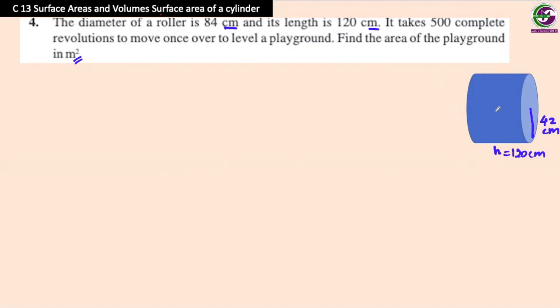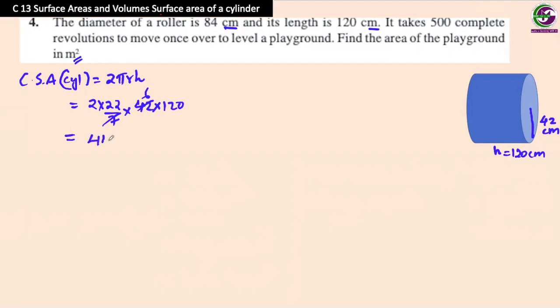Because when you understand what is a roller, the circular part is never touching the ground. So curved surface area of the cylinder, the rule is 2 pi r h, which is equal to 2 times 22 by 7 times radius 42 times the height 120, which is equal to 44 times 720, 31,680 centimeter square. This is the curved surface area of one rotation.